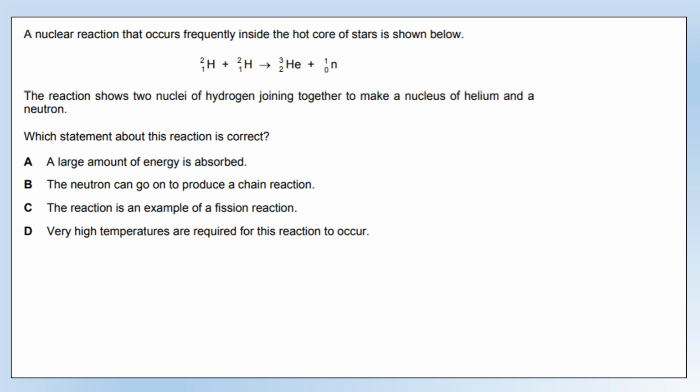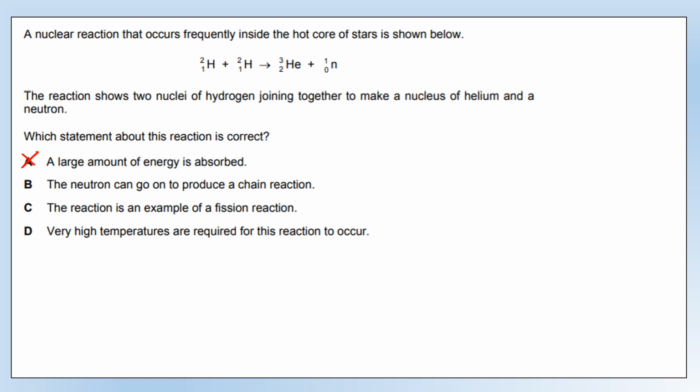A nuclear reaction that occurs frequently inside the hot core of stars is shown. We've got deuterium fusing with deuterium by the looks of it, turning into helium-3 and a neutron. Okay, so what statement about this reaction is correct? A large amount of energy is absorbed. I certainly hope not, otherwise the star is going to be cooling everything down.